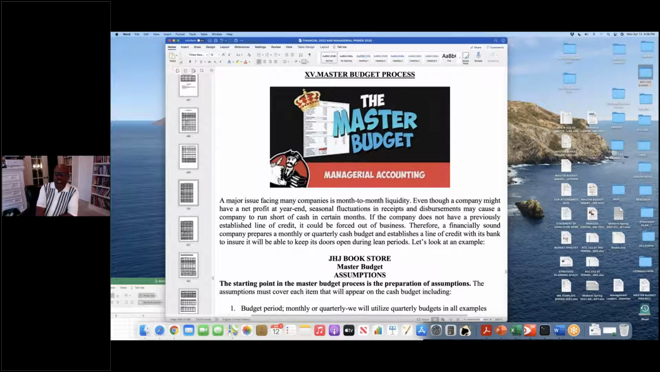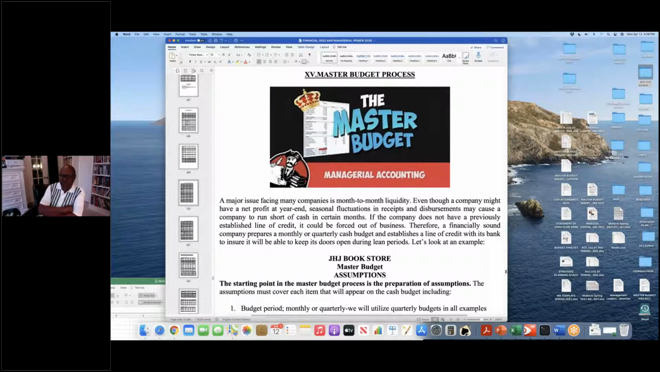So today we enter day one in our discussions of the master budget process, which is your major takeaway. Now you remember in financial accounting, your major takeaway was learning to prepare the financial statements. So in managerial accounting, the major takeaway is completing the master budget. So what is the master budget and why is it important?